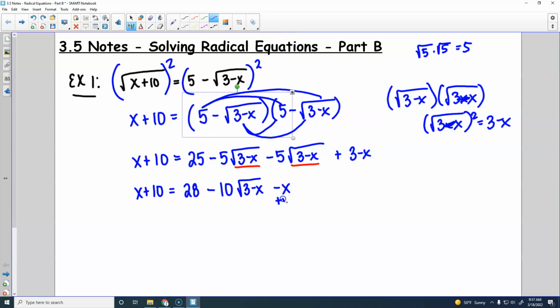So I'm going to add this x right here and subtract that 28. I can't deal with that 10 yet because it's multiplied there. So I'm going to have 2x minus 18 equals negative 10 square root of 3 minus x.